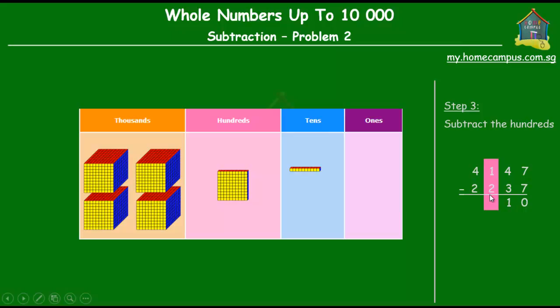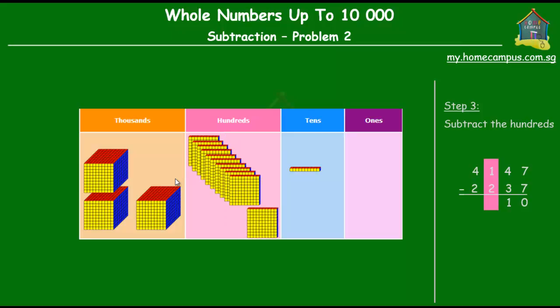Well, that's obviously not possible. You can't subtract a bigger number from a smaller number. So what do we do then? Well, what we do then is we regroup the thousands. So we regroup the 4 thousands over here. We take one of these blocks and we break it up into hundreds, because we know that 1,000 is equal to 10 hundreds. So that's what we do. We take one of the thousands, we break that up into 10 hundreds.